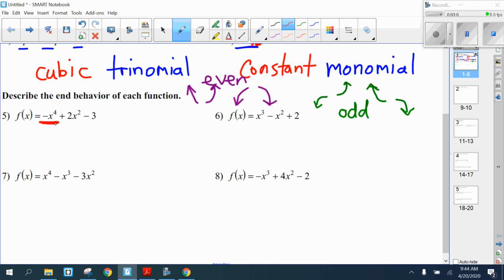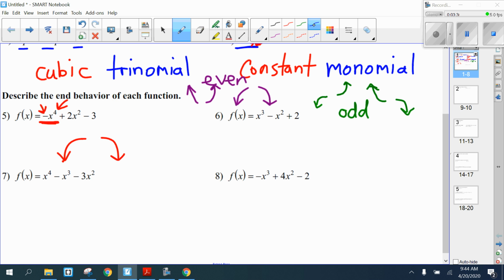The degree tells you if it's odd or even. Well, we have an even number, so we know this is an even function. It's either going up, up, or down, down. Now we look at this negative, and the negative is what tells me that it's going down. So we know it's an even function because of the even degree, and the negative tells me it's pointing down. This end behavior is going to be down and down.